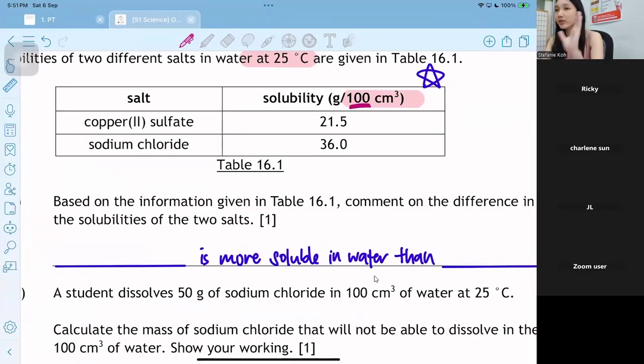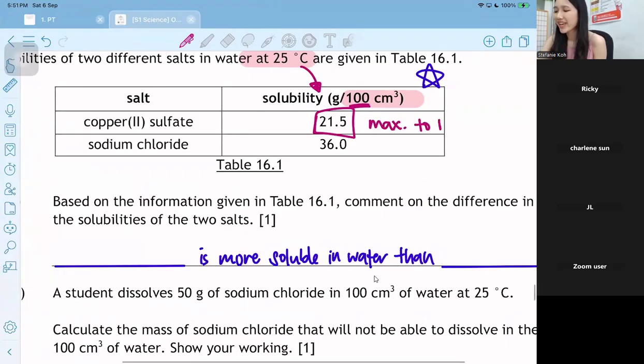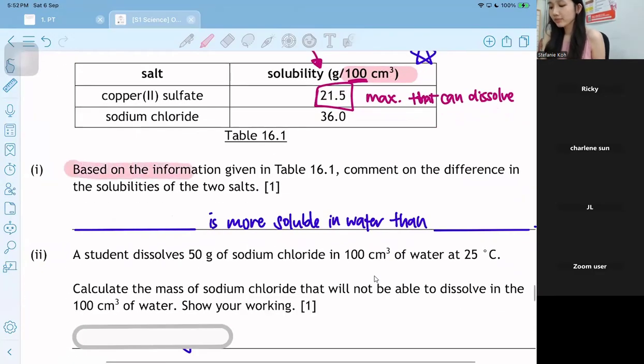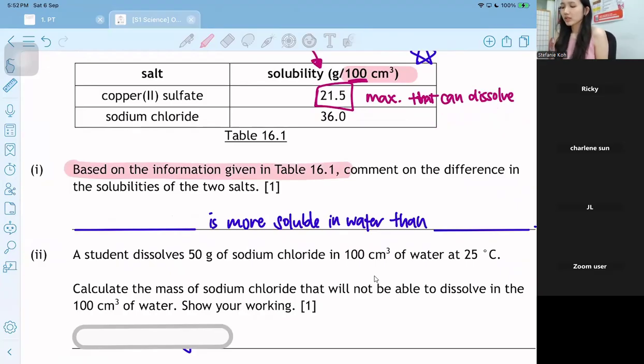Now this copper 2 sulfate solution, the solubility they tell you is for every 100 grams, 100 cm cube of water, I can dissolve this amount at 25 degrees Celsius. This is the maximum to dissolve, or that can dissolve. Maximum mass that can dissolve at this temperature, at this volume. Same for sodium chloride, 36 grams maximum. Okay? Based on the information, comment about the difference in their solubility.